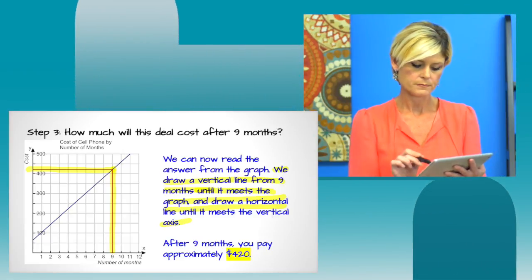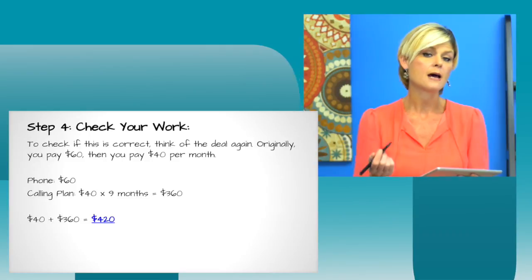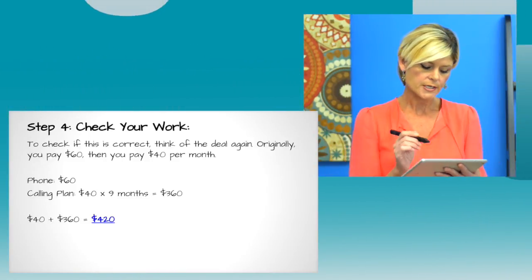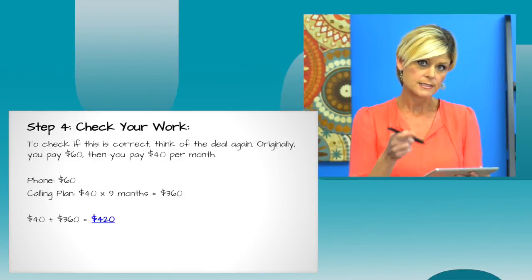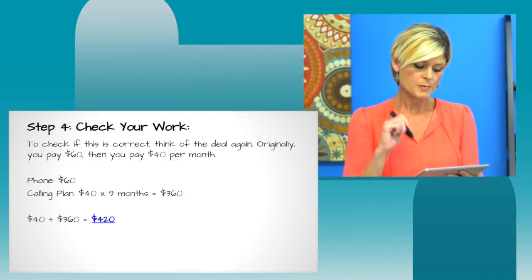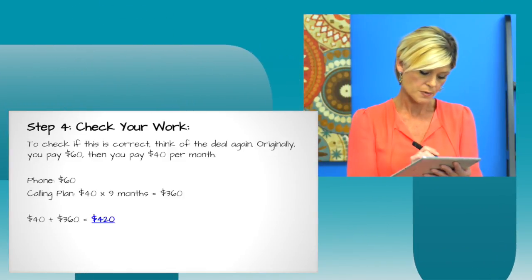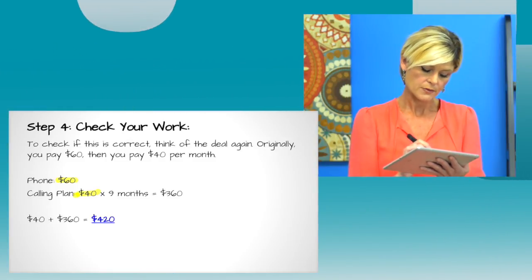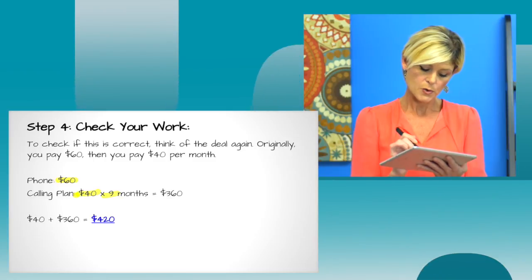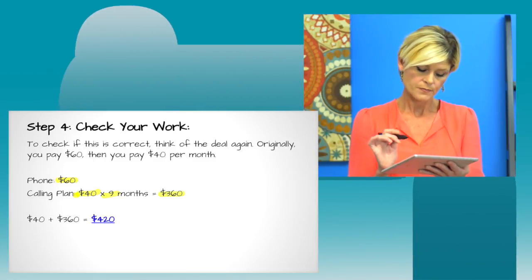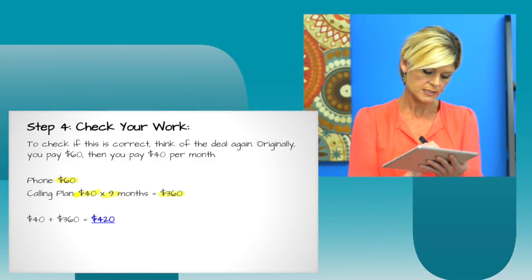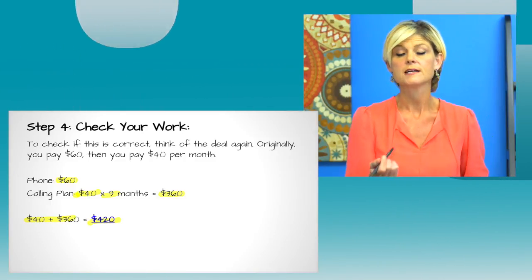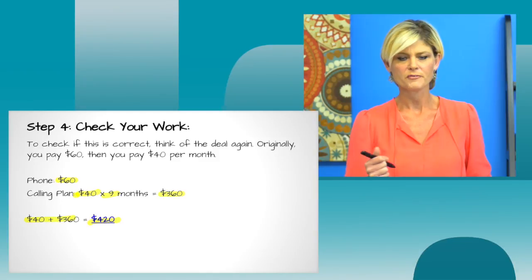But we still have one more step. And that last step would be for us to check our work. Make sure that our answer makes sense. So to check if this is correct, let's think of the deal again. Originally, we paid $60 and then $40 a month. So the phone was $60. The plan was $40 a month times 9 months. So 40 times 9 is 360. Now we're going to add 360 and 60 together, and we come up with $420. So it does, in fact, match what we found on the graph.